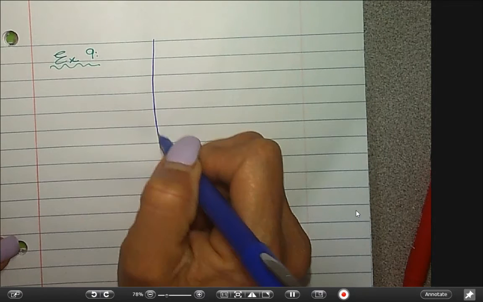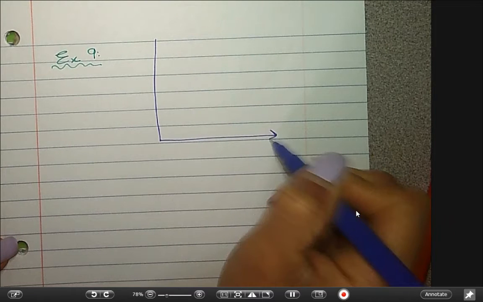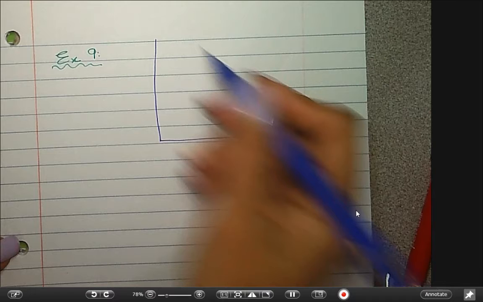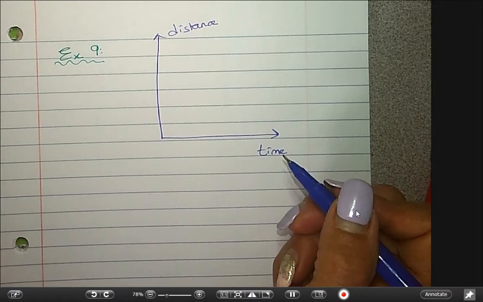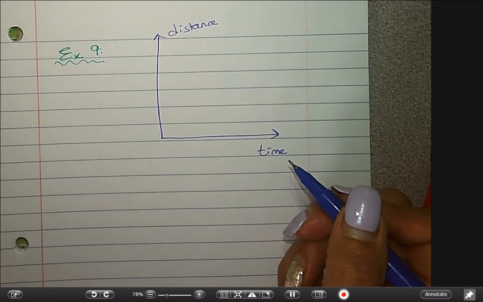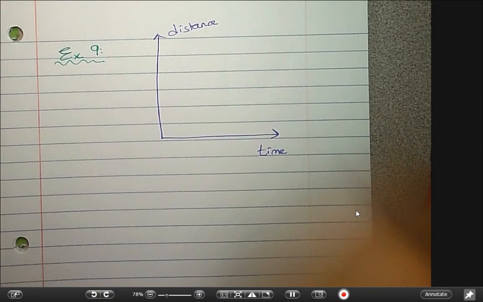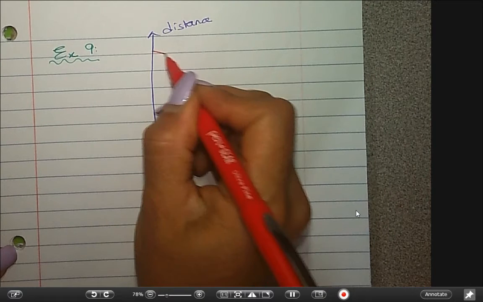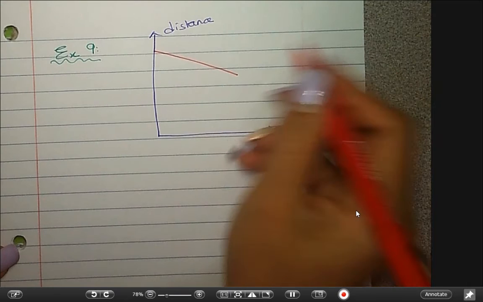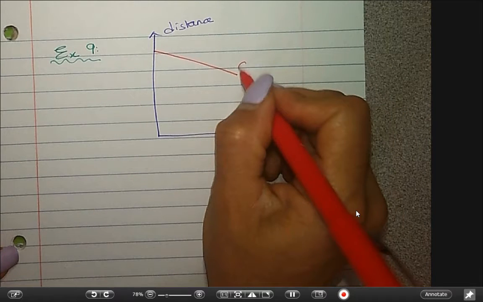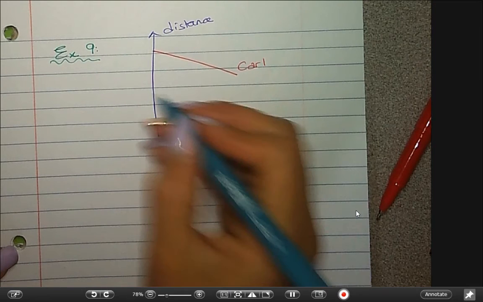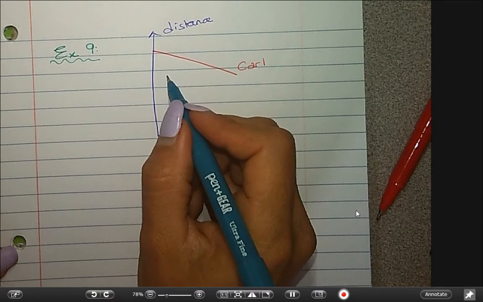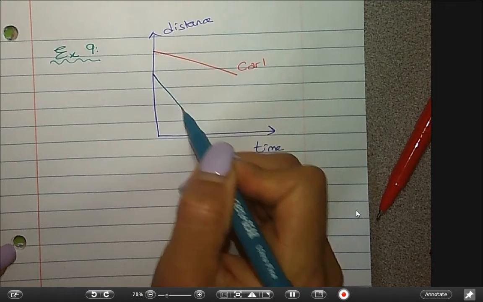Example 9. I have two objects moving, and I got the time and the distance. So again, I'm going to do car 1 and car 2. So this would be car 1, and this is going to be car 2.